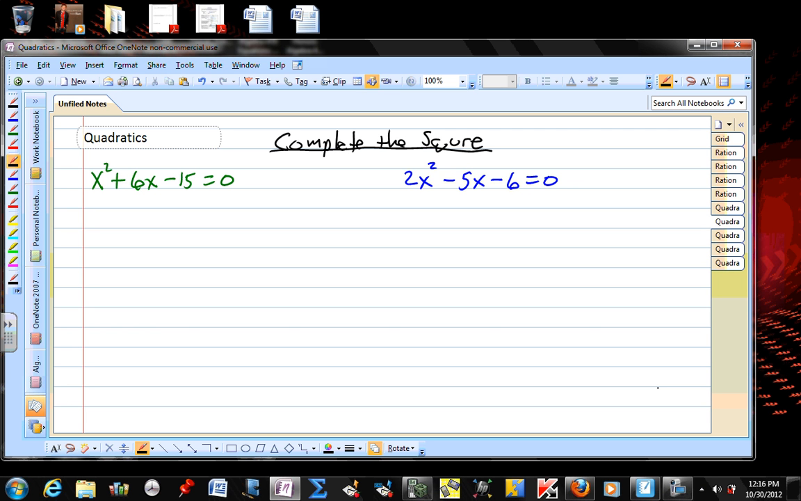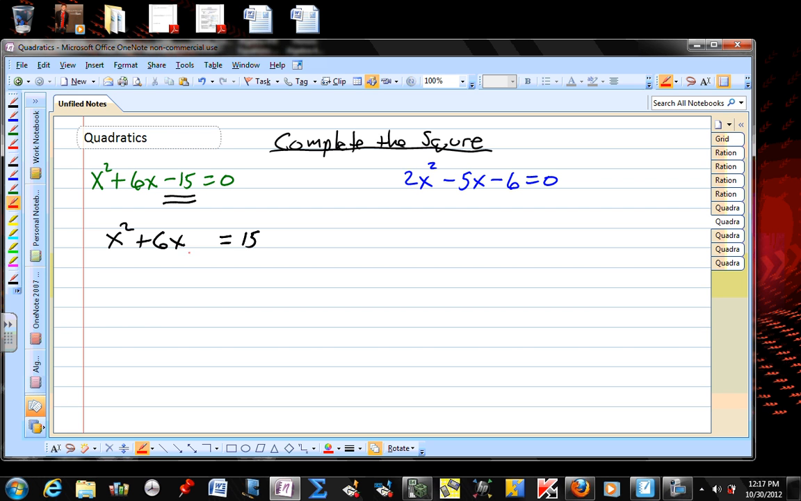The green one on the left is a little more straightforward. The blue one on the right is more complicated, and we're going to go through both of these. Let's start with this green problem. To complete the square, let's get this constant term over on the right side. So we're going to have x squared plus 6x, leave a space, and equals 15.